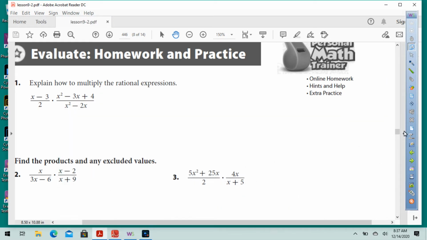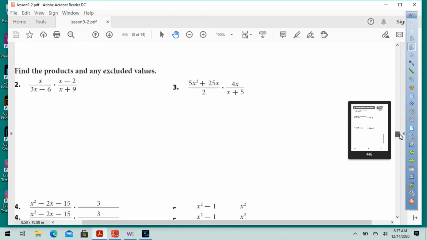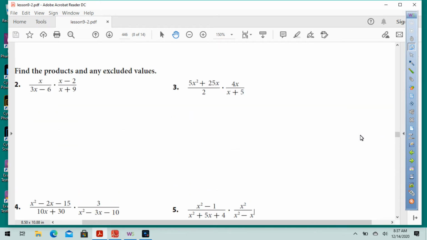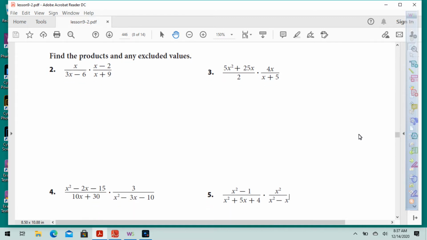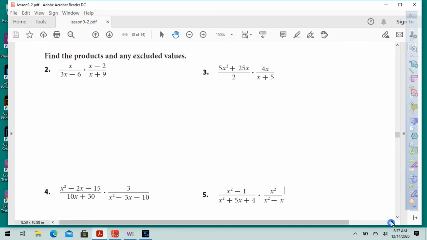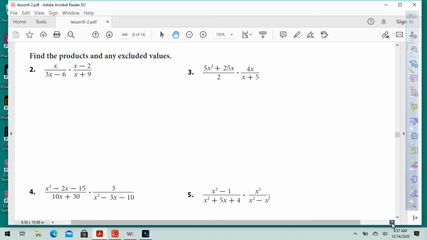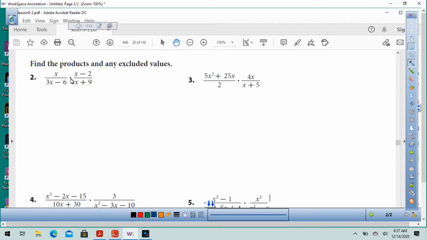Let's try number 2. So you've got x, and x minus. Well, if we factor this, we've got 3 times x minus 2. See how that helps us?